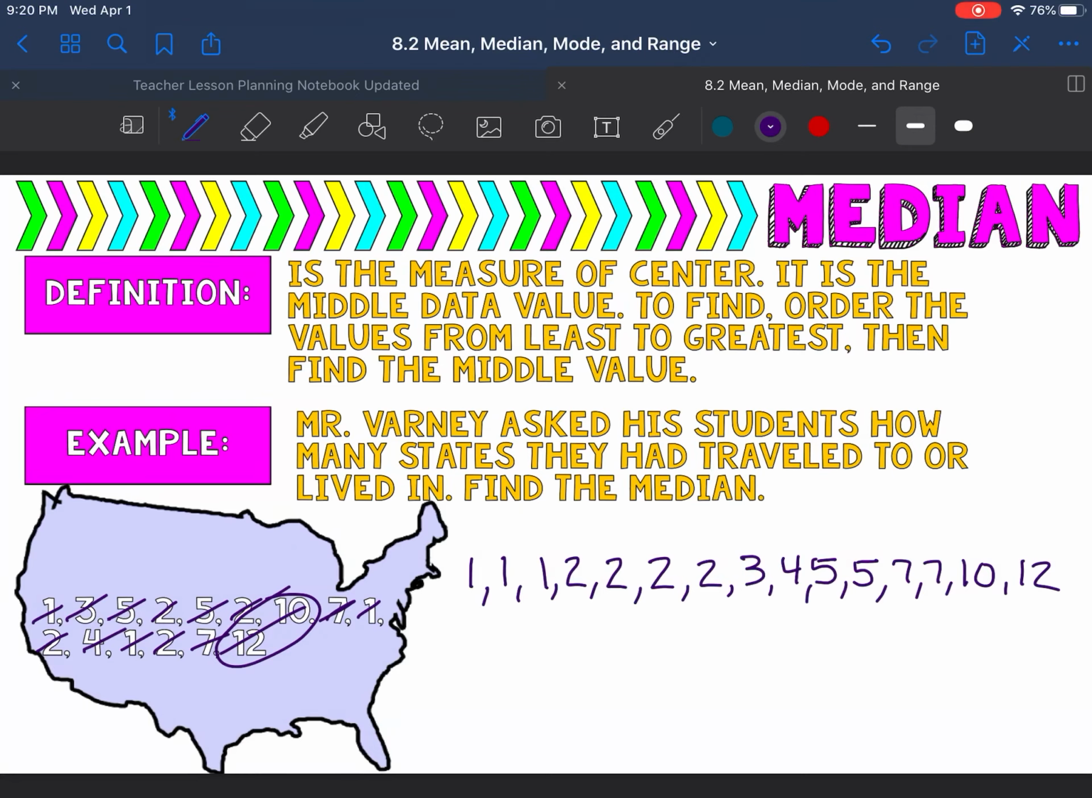So now what I need to do is find the number that's in the middle. So this is how I do it. I go one number at a time on each side. So if I mark this number, then I'm going to mark this number. If I mark this number, I'm going to mark this number. Then I'm going to just keep doing that and keep marking each number on each side until I've made it to the middle.